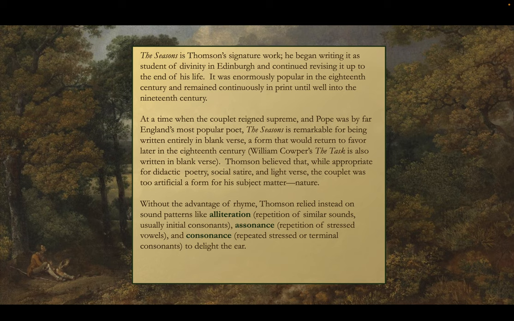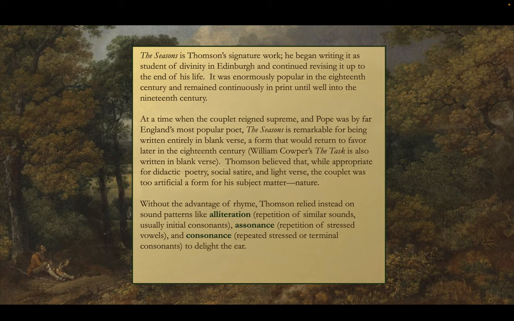Another poem we're going to read that was written in blank verse is William Cowper's The Task. William Wordsworth would write his monumental work, The Prelude, in blank verse. But Thomson believed that while the couplet was appropriate for didactic poetry, or poetry that teaches, and social satire and light verse, it was just too artificial a form for his subject matter and his theme, which is, of course, nature.